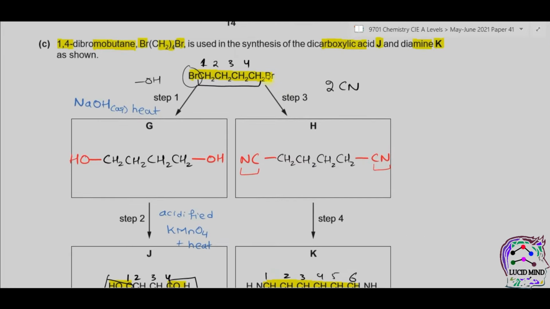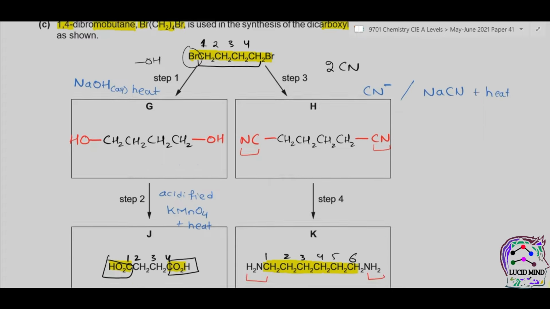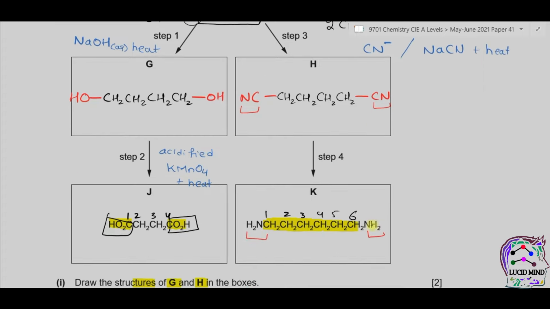In third step, we can see we have changed bromine to cyanide or nitrile. Now we can use cyanide ions from sodium cyanide or potassium cyanide along with heat. In step 4, we have reduced this nitrile to primary amine, and it is a reduction with LiAlH4, which is powerful reducing agent.